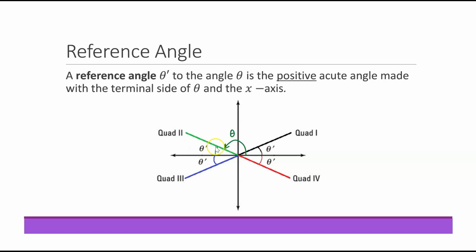The reference angle is now this little angle here, which goes from the terminal side to the x-axis. So it has to be acute. Remember, acute means between 0 and 90. So it can't be this original theta that's obtuse, that's greater than 90 degrees and between 180. So it's got to be this angle here. This is theta prime.